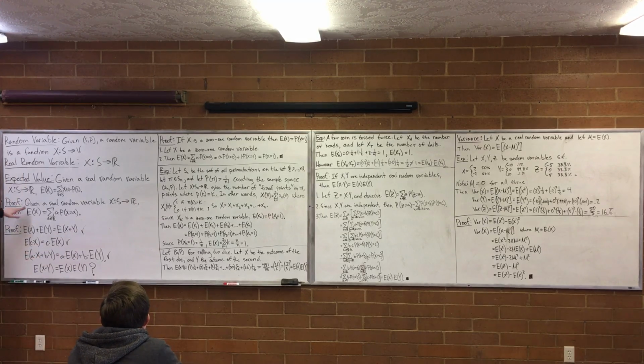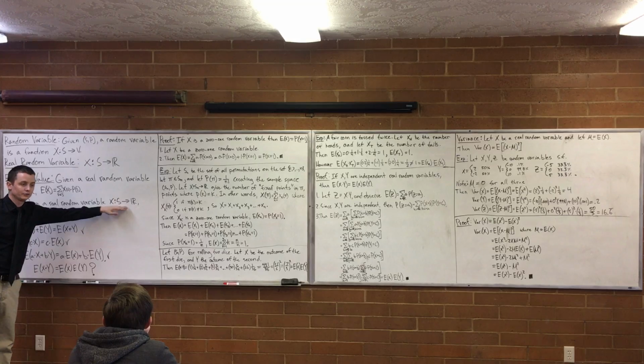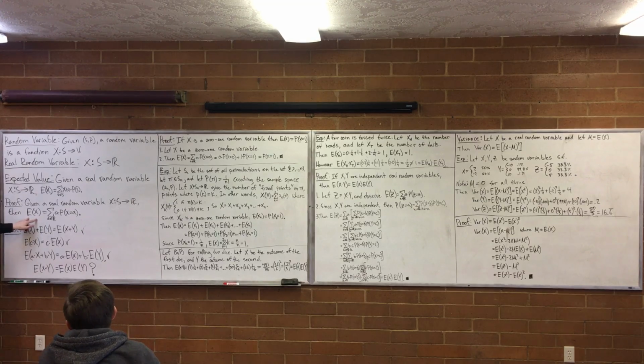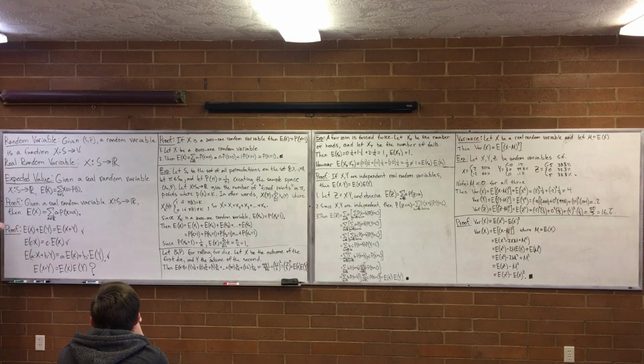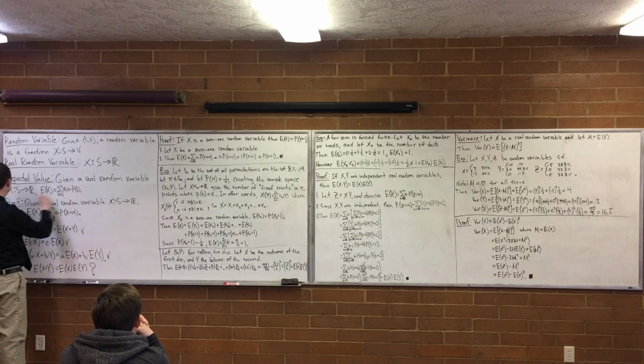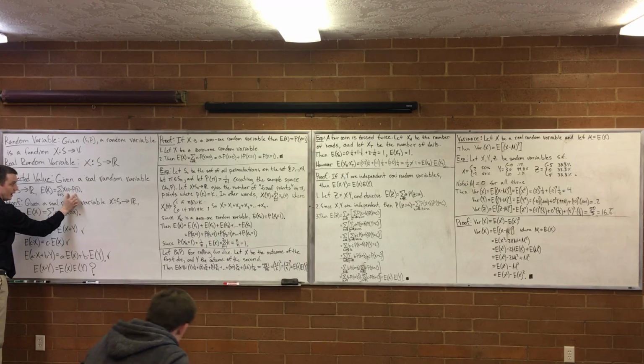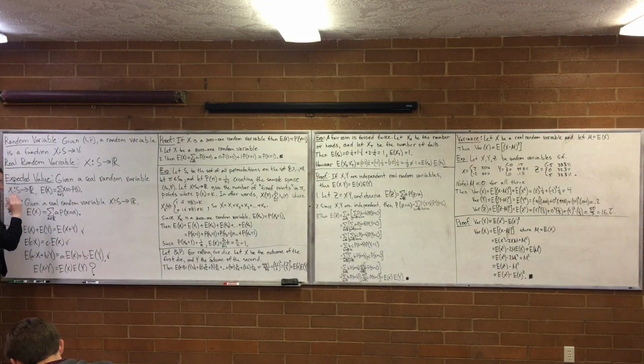Okay? So if you have a real random variable X from our set of possible outcomes to R, then we define the expected value. Oh, I skipped. We're up here. So if we have a real random variable X from our set of possible outcomes to R, the definition of the expected value is the sum of X of s times its probability for every possible outcome. Take the real value times its probability and do that for every possible outcome. Sum those up. That's your expected value.